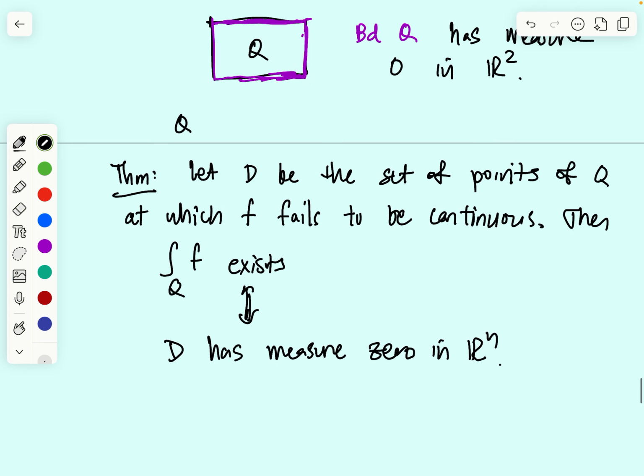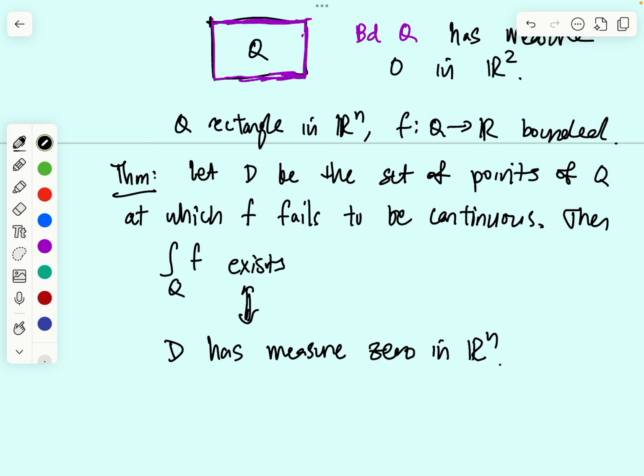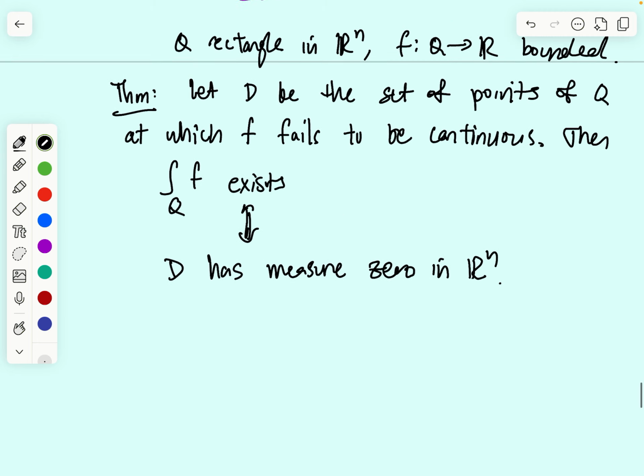So let's just recall Q is a rectangle in Rn. f is a bounded function. If f is continuous, then f is integrable. And the only way you can relax the condition of continuity and still have an integrable function is when f is continuous except for a set of measure 0. That's what the theorem is saying.